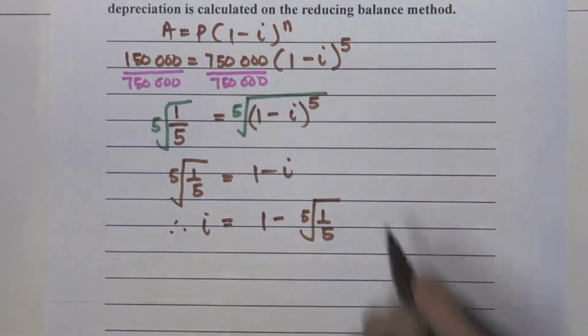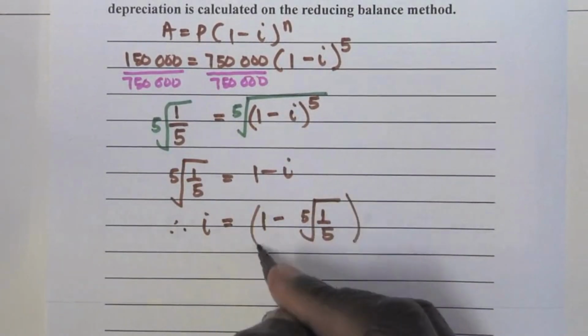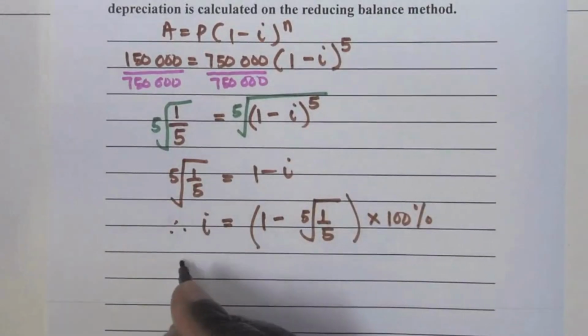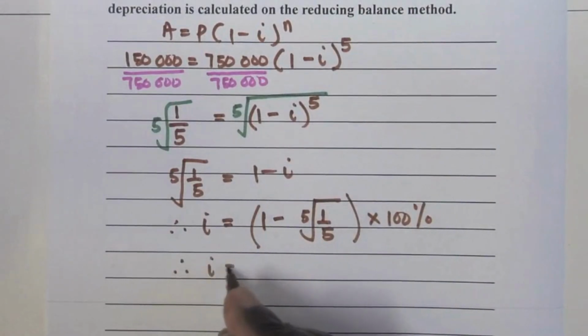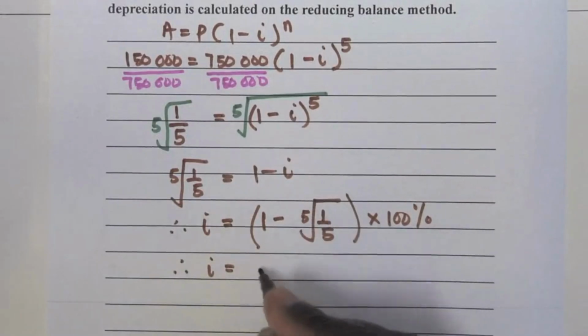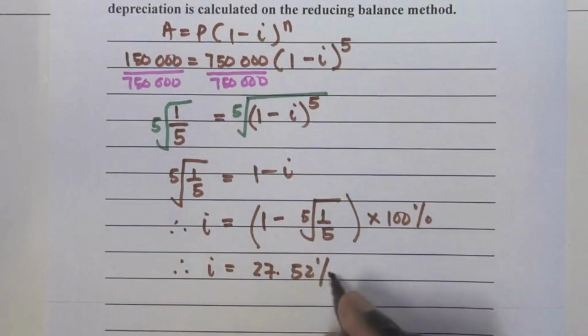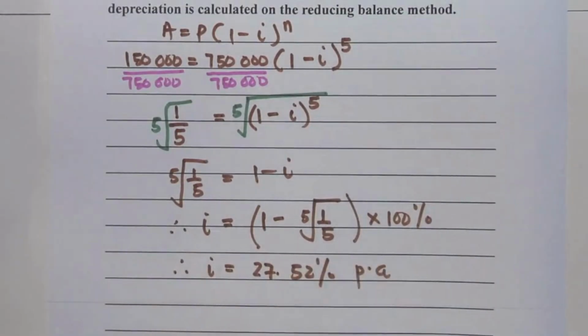Because I'm looking for interest, I must multiply my answer by 100%. And if I put it in the calculator, I'm going to get my answer, correct to 2 decimal places.